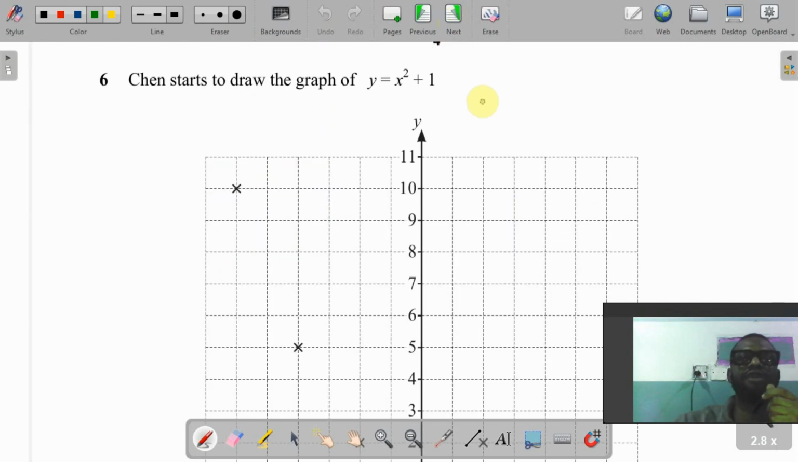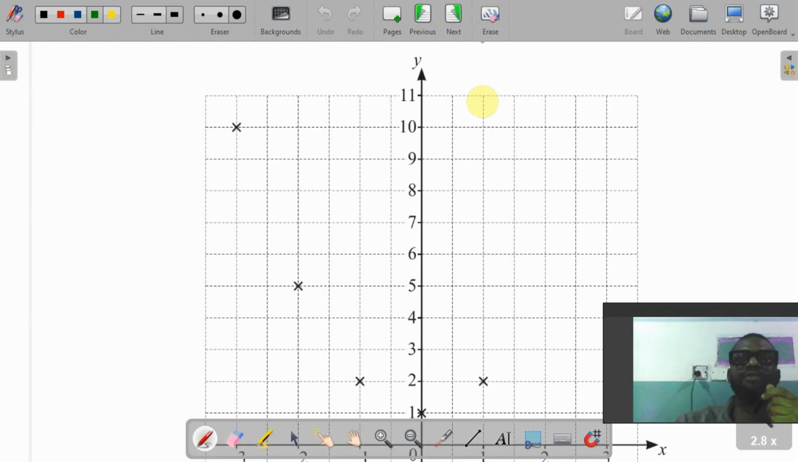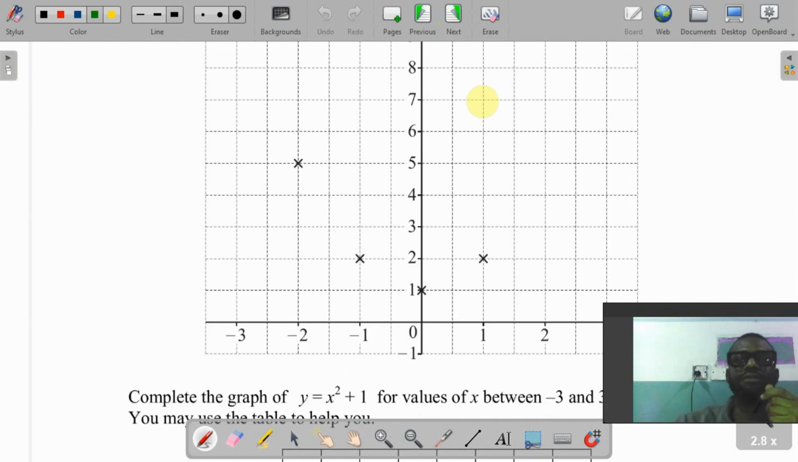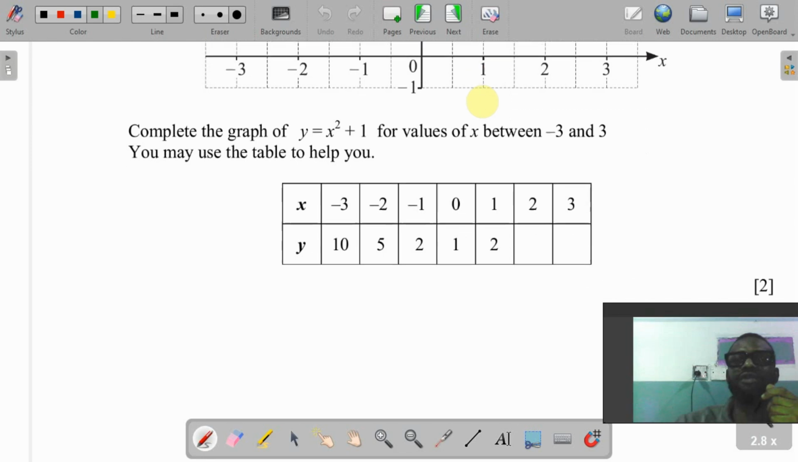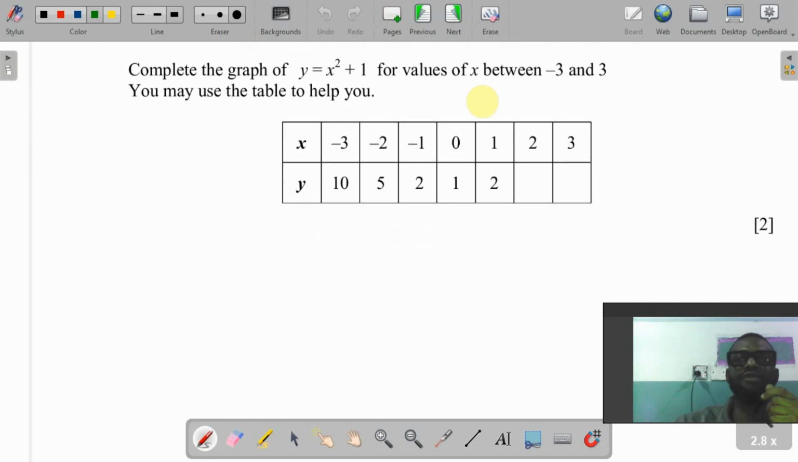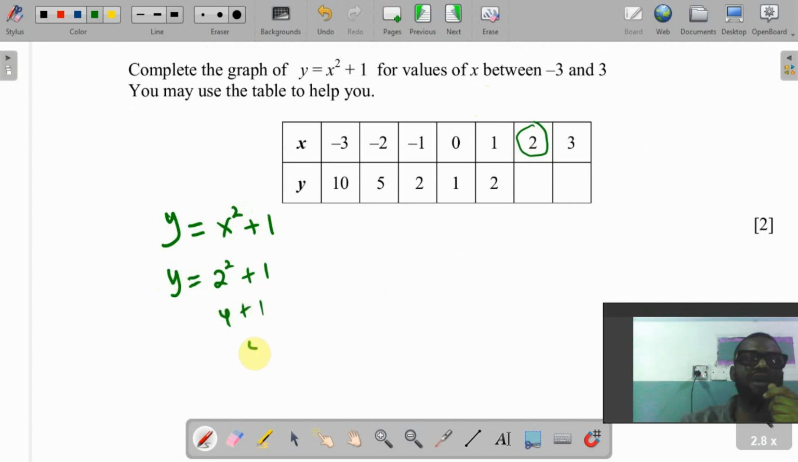Shen starts to draw the graph of y equals x squared plus 1. Complete the graph for y equals x squared plus 1 between these values. You may use the table. So y equals x squared plus 1. When x is 2, y is 2 squared plus 1, 4 plus 1, which is 5.